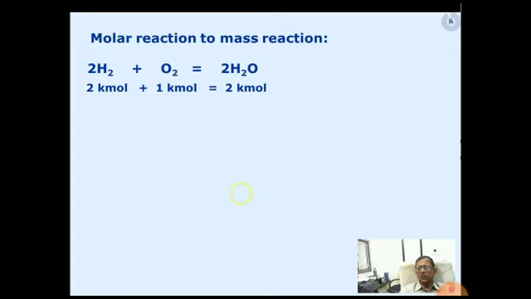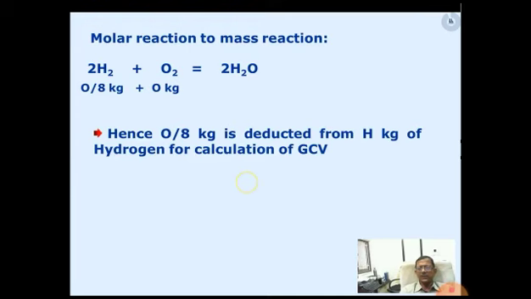So for hydrogen, 1 kilomole is 2 kg, so 2 kilomole will be 4 kg, and for oxygen, 1 kilomole is 32 kg. So now we have a mass reaction: 4 kg of hydrogen reacts with 32 kg of oxygen to form 36 kg of moisture. Divide the whole thing by 4, and we know that 1 kg of hydrogen will react with 8 kg of oxygen. Or the reverse, 1 kg of oxygen will react with 1 by 8 kg of hydrogen. So if I have O kg of oxygen, it will react with O by 8 kg of hydrogen. Therefore, if I have O kg of oxygen in the fuel analysis, I will deduct O by 8 from the hydrogen for calculation of GCV. I hope I could explain the O by 8 part.